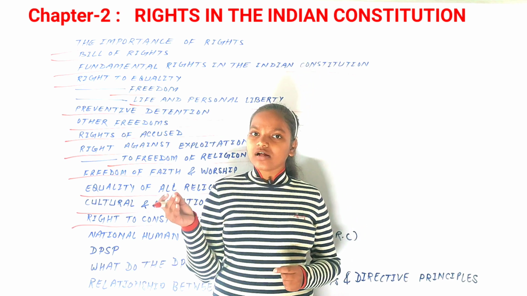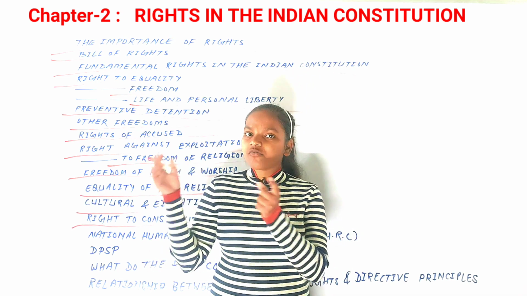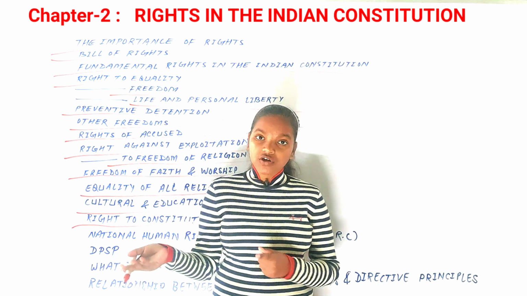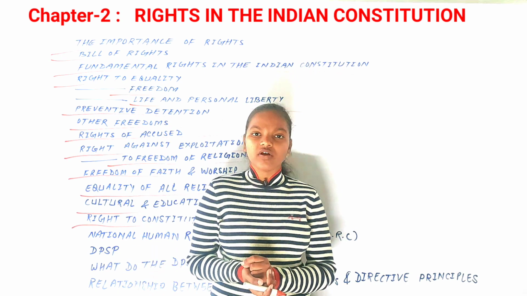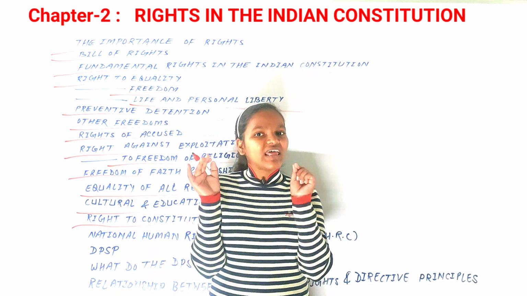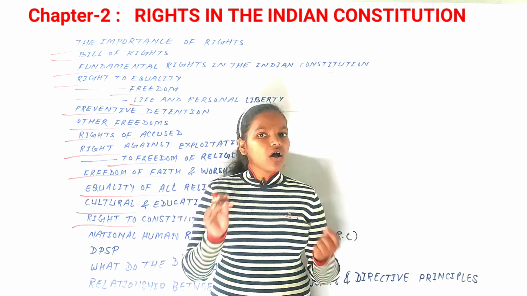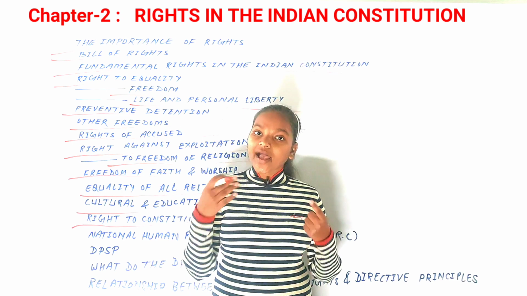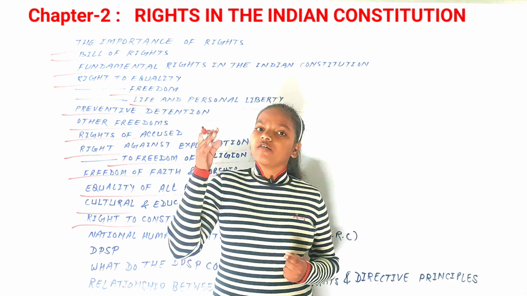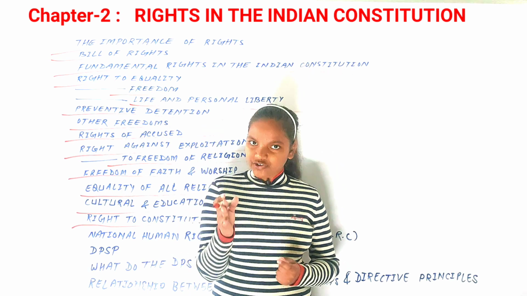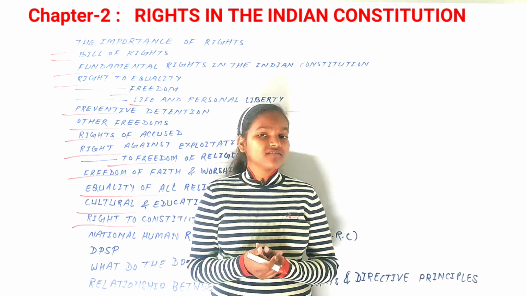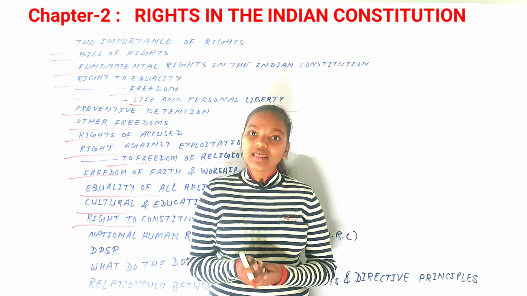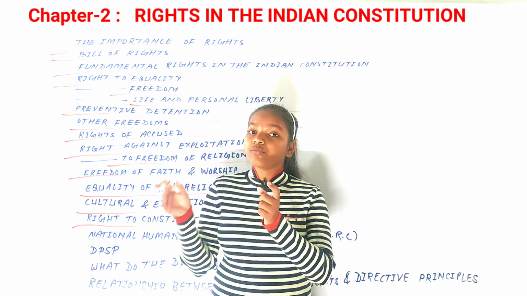And that is Article 32, the last fundamental right of our Indian Constitution, that is right to constitutional remedies, which gives the right to every citizen of India to go directly to the Supreme Court or to the High Court when his or her fundamental right is being violated. In that case, the Supreme Court or the High Court can issue some writs.